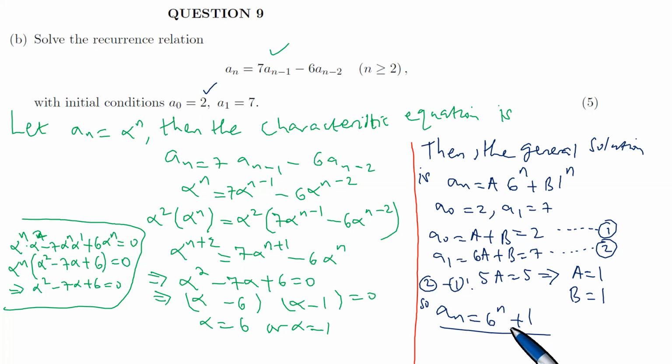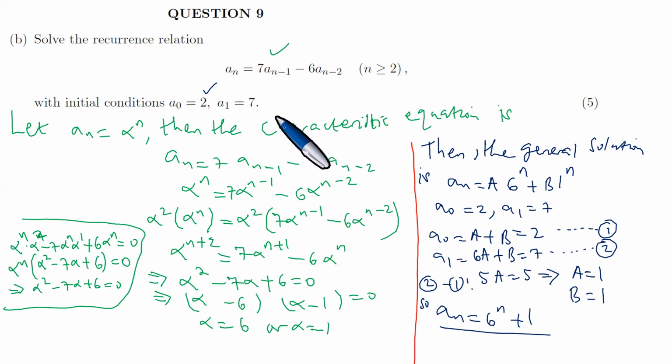How do we know if this solution is correct? We can check by getting a0, the initial conditions. So if n is 0, then 6 to the power 0 is 1. So a0 is 6 to the power 0, 1. 1 plus 1 is 2. And if we get a_n when n is 1, 6 plus 1, 7. So a1 is 7. So this is correct. Right, we continue.